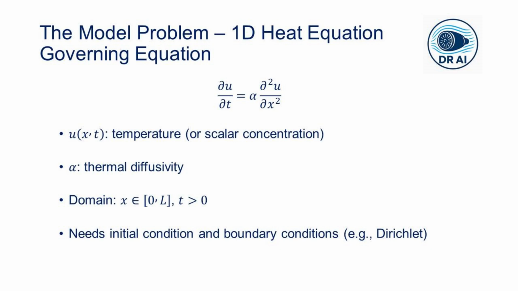We will consider a rod of length L with some initial temperature distribution, and we want to know how that temperature evolves over time. So the physical interpretation is very simple. The rate of change of temperature at a point is proportional to the curvature of the temperature profile at that point. If the profile is curved upward, the temperature will increase. If it's curved downward, it will decrease.